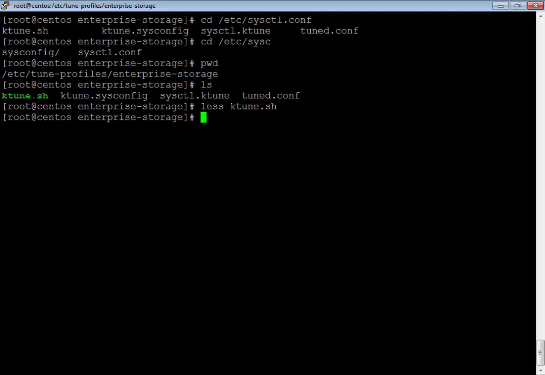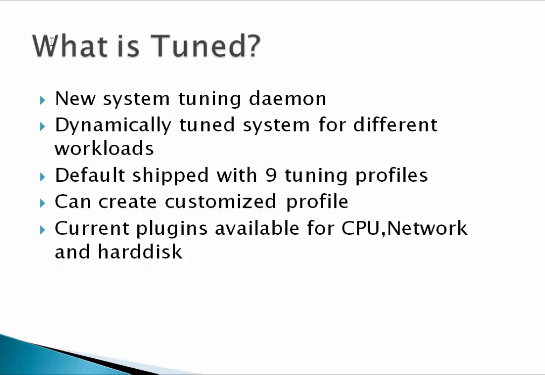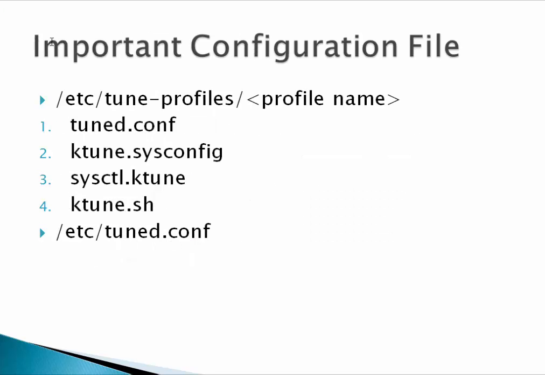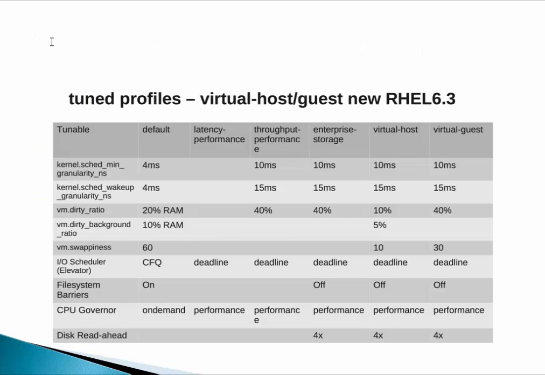Okay, so let's go back to the presentation. So these are the configuration files. And what are the different parameters? These are slides which I am taking from the Red Hat main website. These are the values which are going to be changed when any of these profiles is implemented. For example, the default profile, your latency performance, your throughput performance, your enterprise storage, your virtual host or virtual guest, whatever profile is implemented over here, these are the values which are picked up.